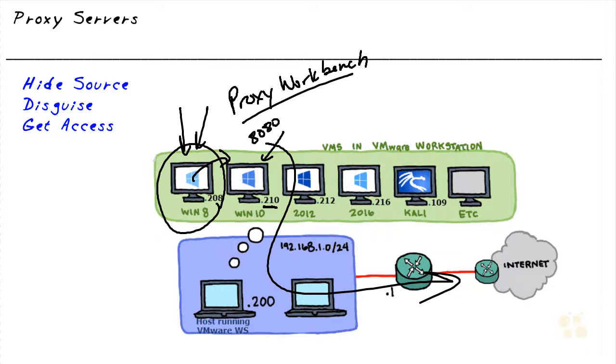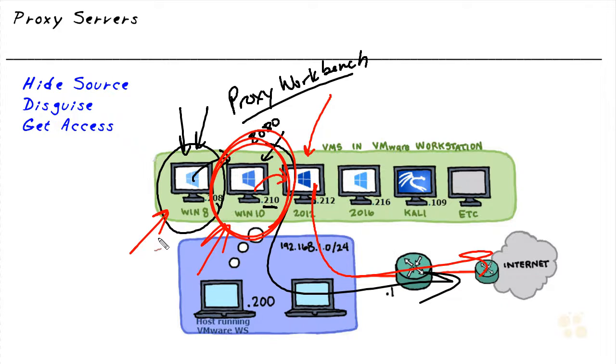Well, what we could also do, instead of having Windows 10 go directly out to the internet, is install Proxy Workbench on another system and tell the Windows 10 system that it should use that proxy. If we did that, then the actual request would go out to the internet source from .212, from the Windows 2012 proxy service. So let's begin at Windows 10, and we'll install Proxy Workbench to set up the proxy, and then we'll train our Windows 8 client to go ahead and use it.